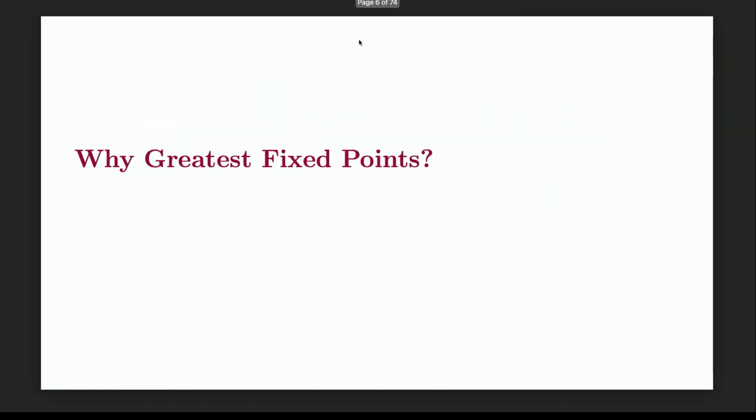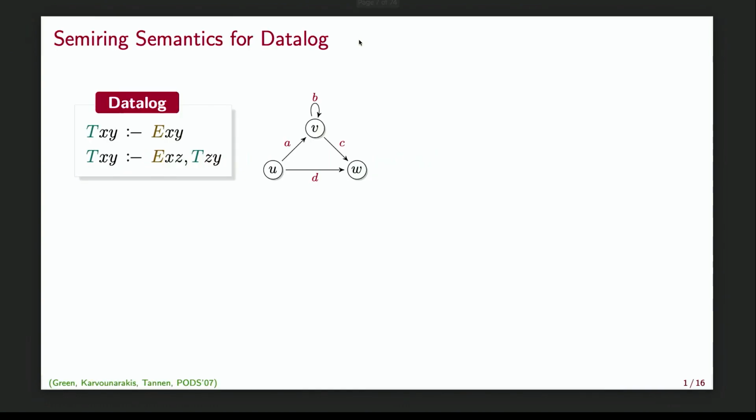So let's start. Why do we need greatest fixed points to define this semantics for stratified datalog? Let's first look at datalog, because this was basically where this entire framework of Semiring semantics was initiated in 2007 in this seminal paper by Green, Karvounarakis, and Tannen.